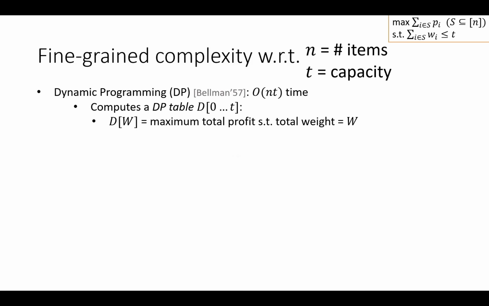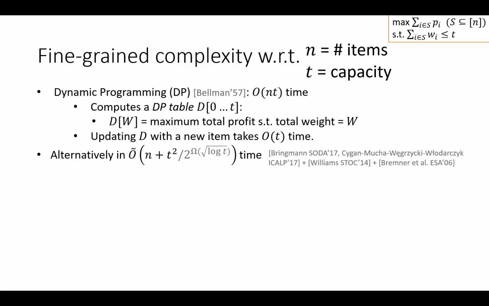This algorithm actually computes a DP table of length t, where the wth entry of the DP table denotes the maximum achievable total profit by a subset of items with total weight equal to w. And this DP algorithm runs in n iterations. In each iteration, it updates the DP table by adding a new item, and it takes linear time to update the DP table. And alternatively, there is another algorithm that runs in roughly n plus t squared time, and we can even shave off some super polylog factors.